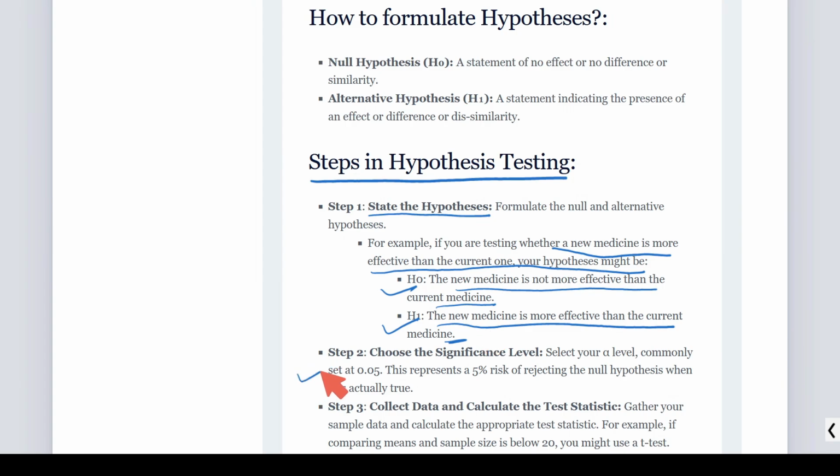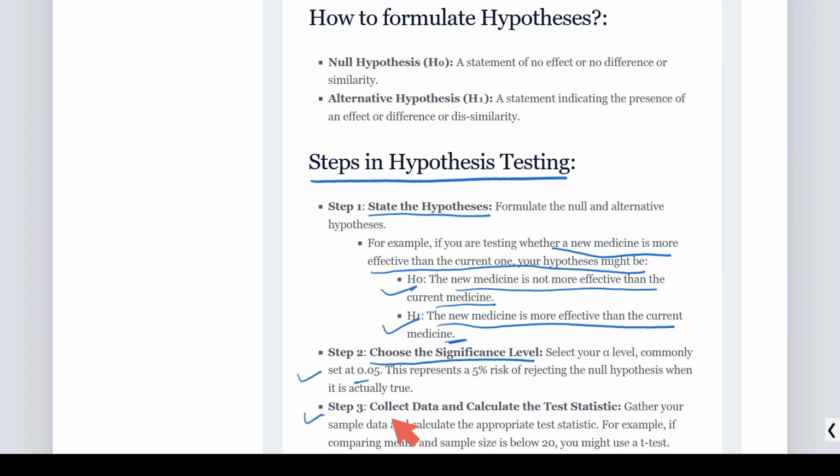Then step 2 is to choose the significance level. Generally we choose the significance level as 0.05. So in this case I am going to take the value of significance level as 0.05, but please make a note that 0.05 is not mandatory. Based on scenarios we can change it.